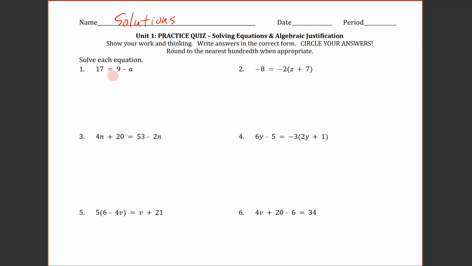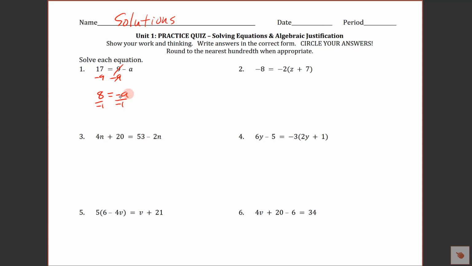First thing we want to do is get that variable term by itself. So we're going to subtract 9 from both sides. Because those cancel each other out to be 0, we end up with negative a equals, this is an 8 on this side. And then we're going to divide both sides by negative 1.